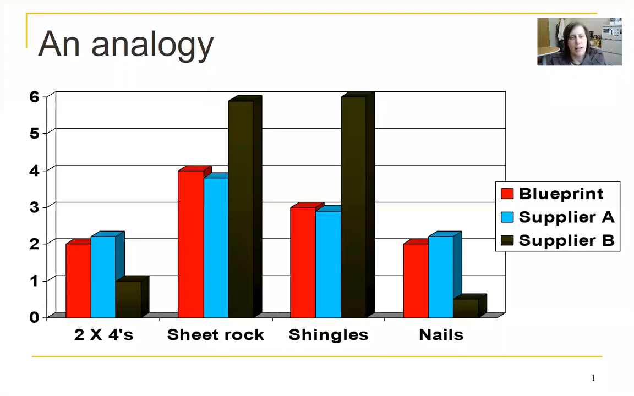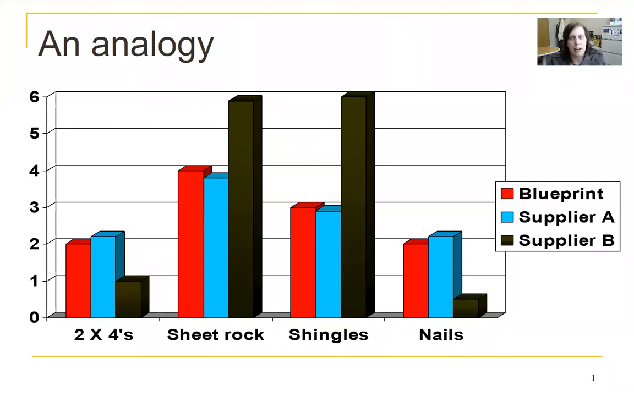So let's say the red here is showing us our blueprint. So we've got 2x4s, some sheetrock, some shingles, and some nails. We're going to build just a very basic structure. And we've got two suppliers to choose from. So we've got supplier A, who's in the blue, and supplier B, who's in the black.